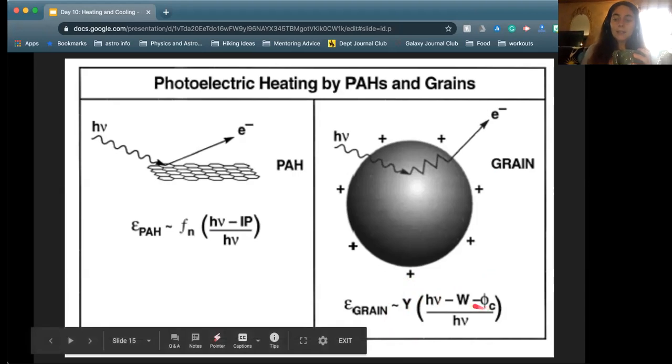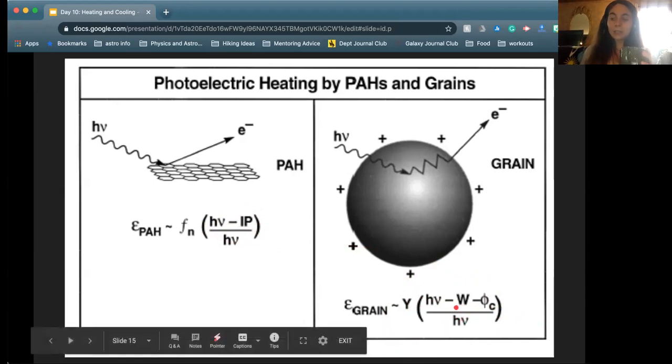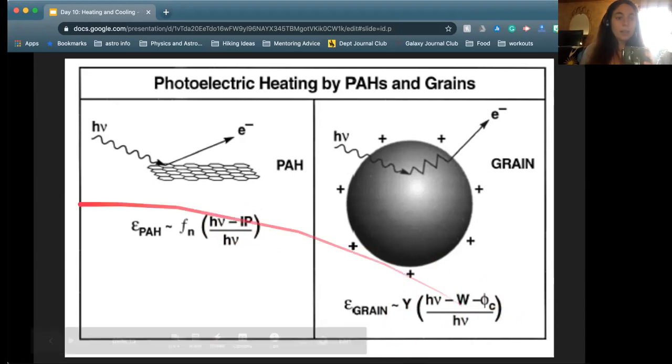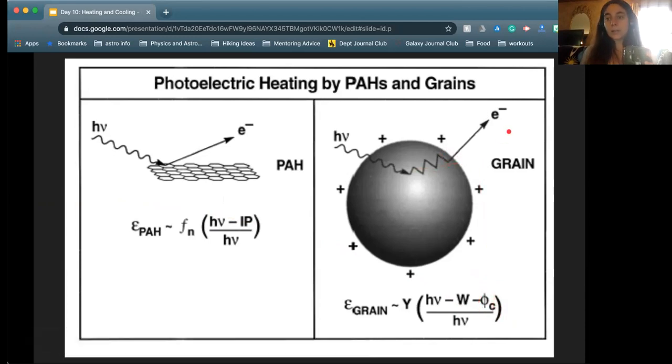And then again, we have something that looks kind of similar. This is going to be similar to our hν minus IP, except now instead of ionization potential, this is a grain. We aren't really ionizing it. We're instead kicking an electron out. We're photodisassociating this grain. So instead of ionization potential, we have a work function, which is the energy needed to free an electron from a positively charged grain, minus the Coulombic potential, this here, which is how hard it is going to be for this electron to escape a positively charged grain.